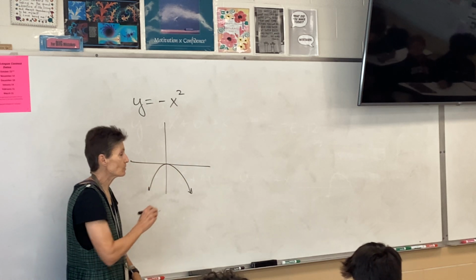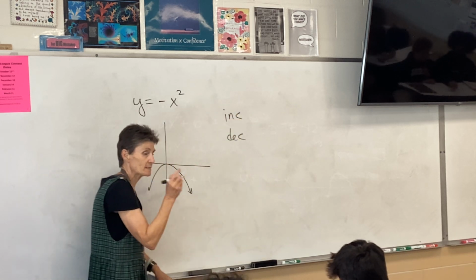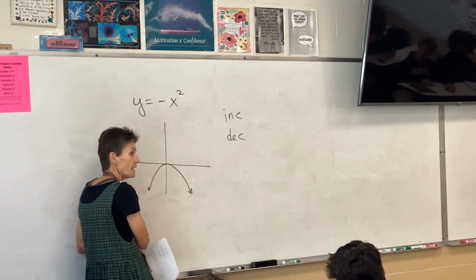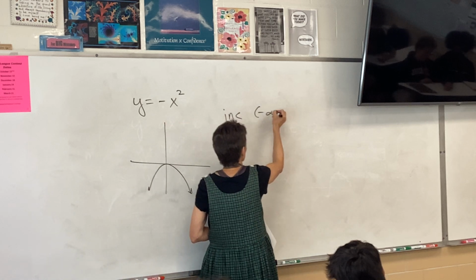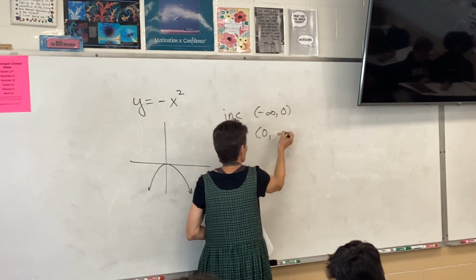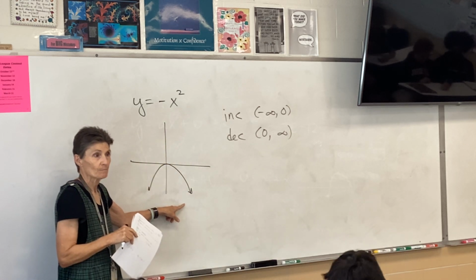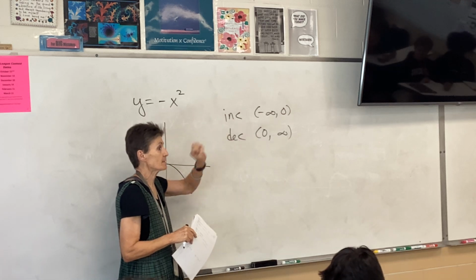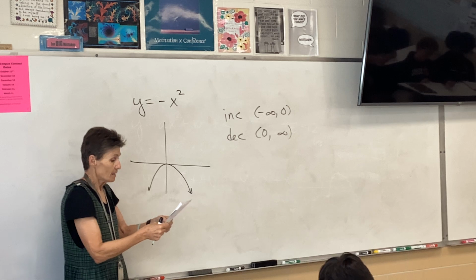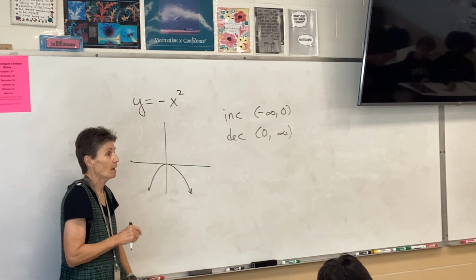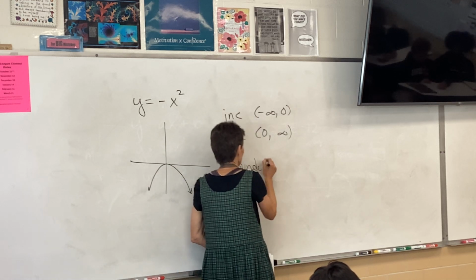Would you say it's increasing or decreasing? Okay, we don't say both. We say, from negative infinity to 0, it is increasing. And from 0 to positive infinity, it is decreasing. This is called function analysis, and is what calculus students do. They look at pictures and talk about it. Would you say this is bounded above? Yes. It's bounded above. Wait, can you explain it?